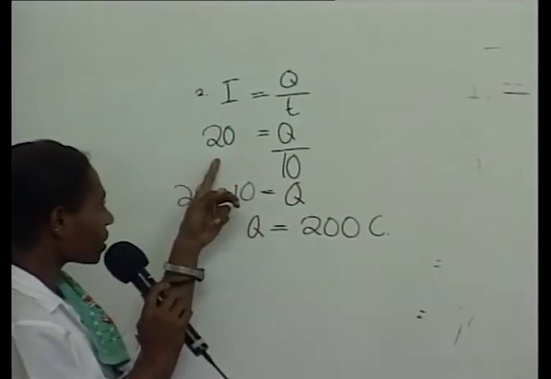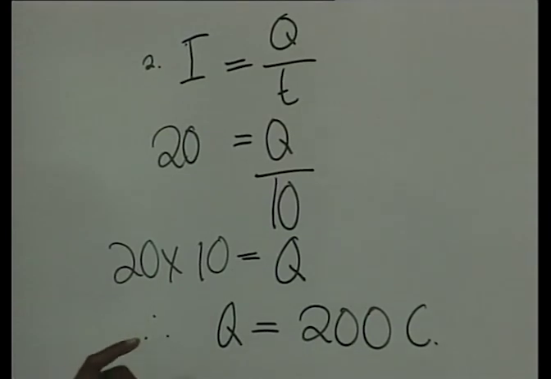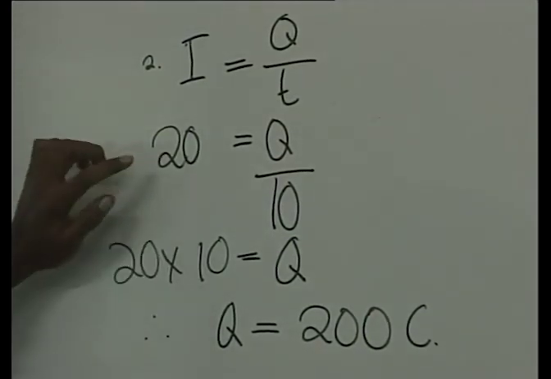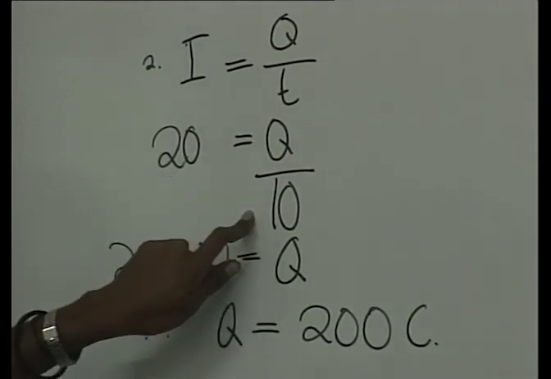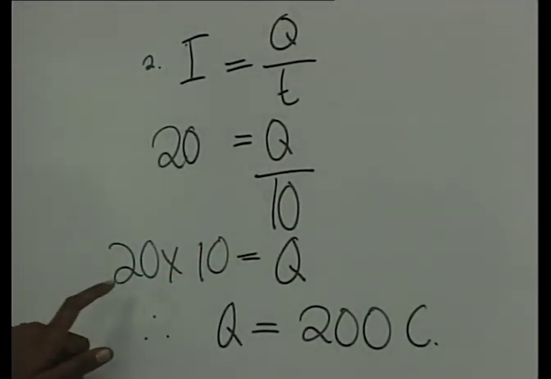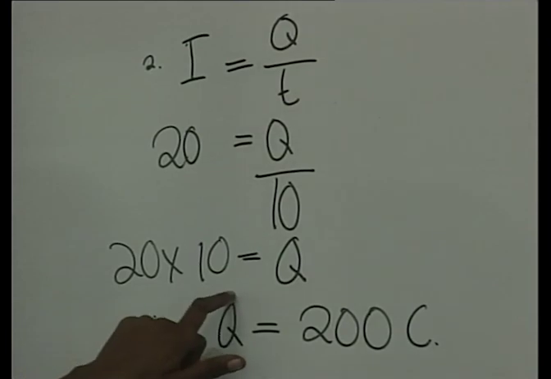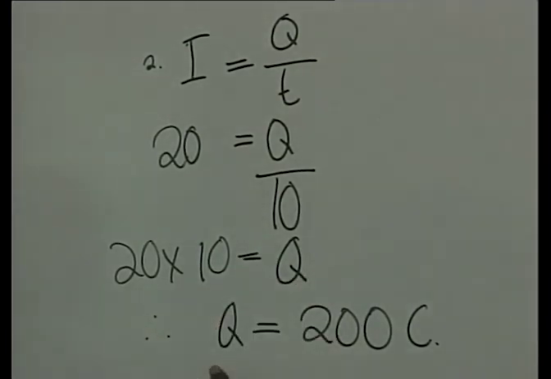The question asks to find charge. So given that the current is 20 and the time is 10, I multiply 20 times 10. So the charge is 200 C.